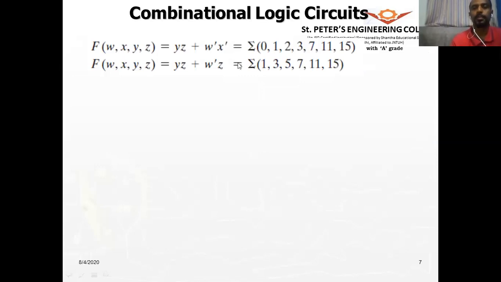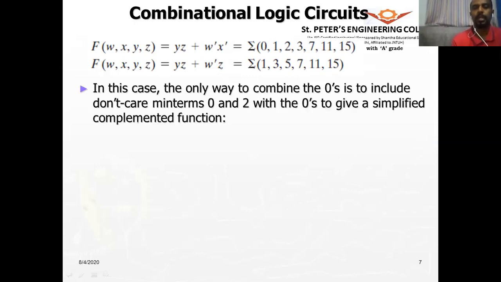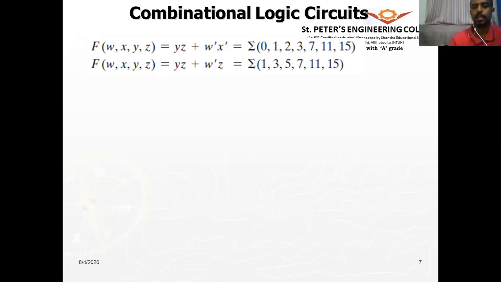Now for the first equation, we have 0, 1, 2, 3, 7, 11, and 15. For the second set, we have 1, 3, 5, 7, 11, and 15. So the only way to combine zeros is to include the don't care minterms, and therefore we can find F complement by taking the zeros.